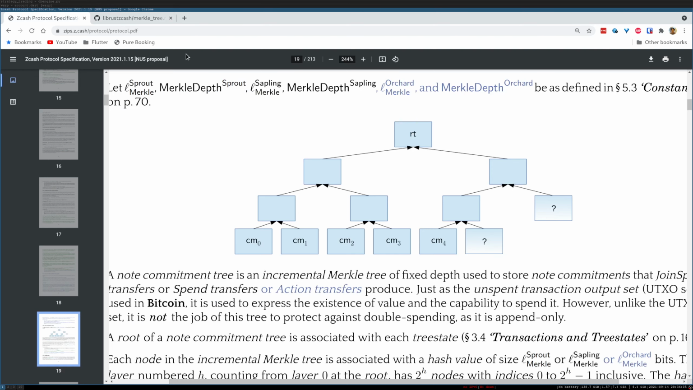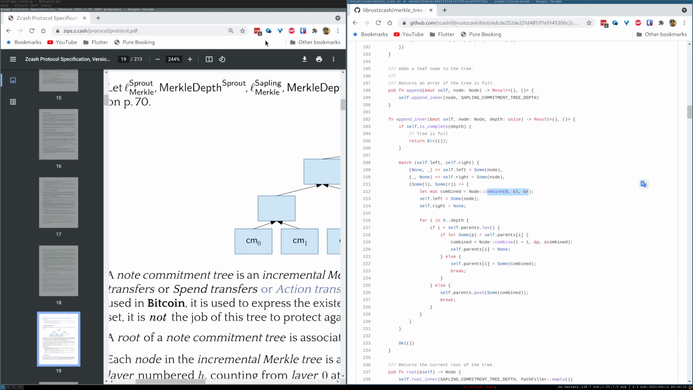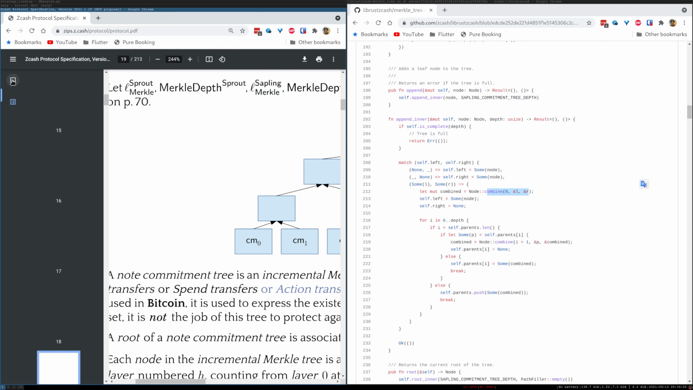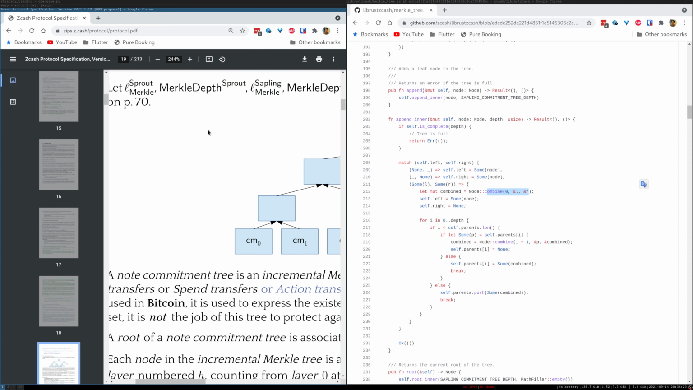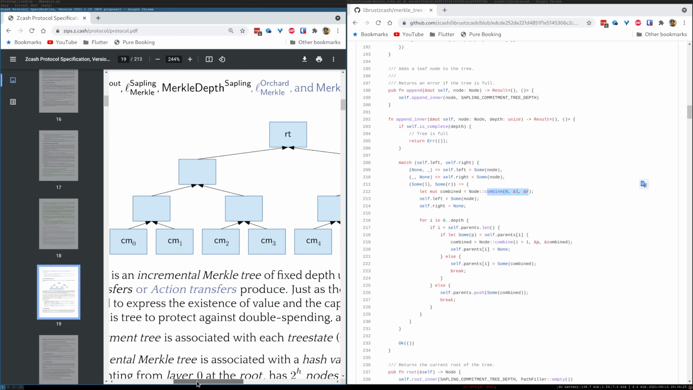Oh, let me put it side by side. Can I? That would be easier. Yeah, much easier. Can I close this? I thought I could close this. Not sure how. All right.